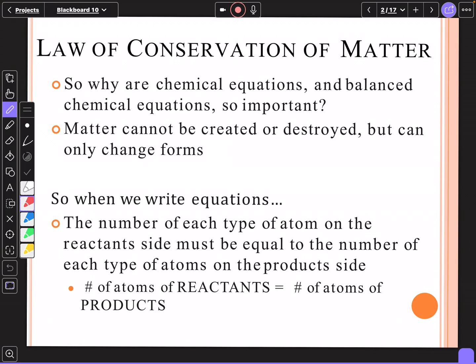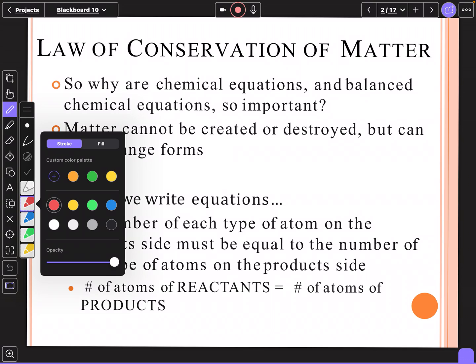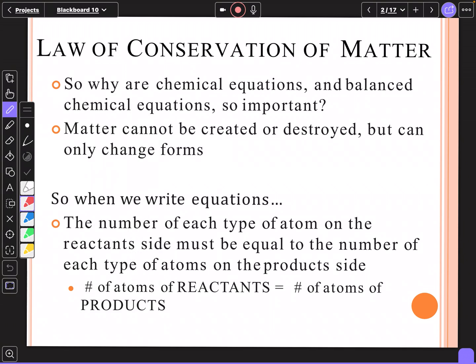Okay, so according to the law of conservation of matter, the person that came up with that was Antoine Lavoisier. So why are chemical equations and balanced chemical equations so important? Matter cannot be created or destroyed. It can only change forms. It's conserved. So when we write equations, the number of each type of atom on the reactant side must be equal to the number of each type of atom on the product side. So the number of atoms of reactants equals the number of atoms of products. That's for it to obey the law of conservation of mass. And that's how these reactions would happen in nature or if we did these reactions in a laboratory.